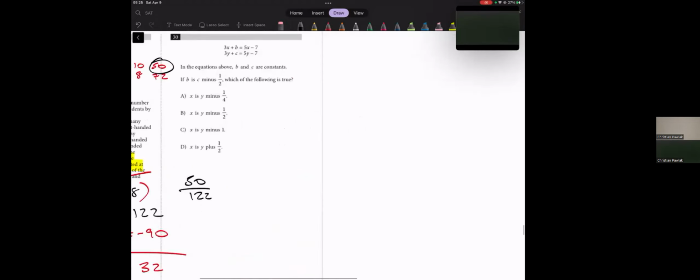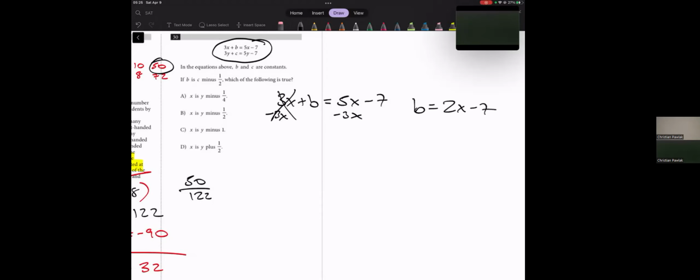All right, and finally, in the equations above, B and C are constants. If B is C minus 1/2, which of the following is true? So what I'm going to do right away is rewrite the equation. And here's a benefit of rewriting the equation. I just noticed that I wrote x on both sides. I could just get all the x's to one side. It's kind of redundant to leave those separately. So then B is equal to 2x minus 7. And then, I could do the same thing in the bottom one. C is equal to 2y minus 7, because again, I could just subtract 3y.